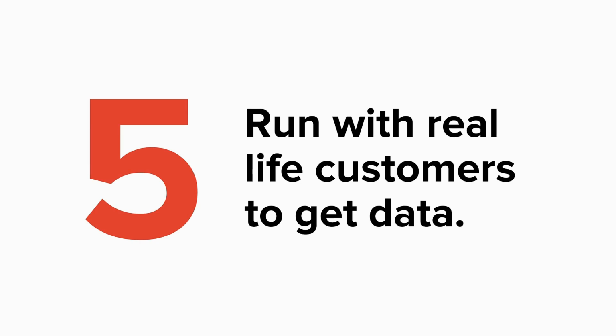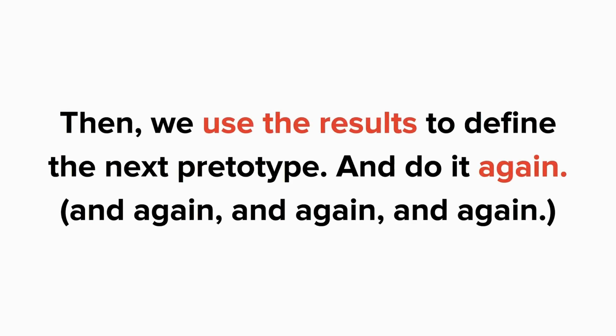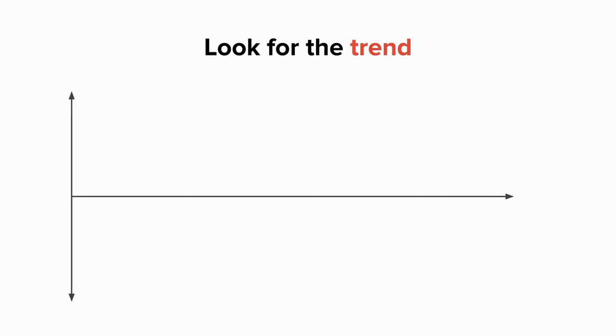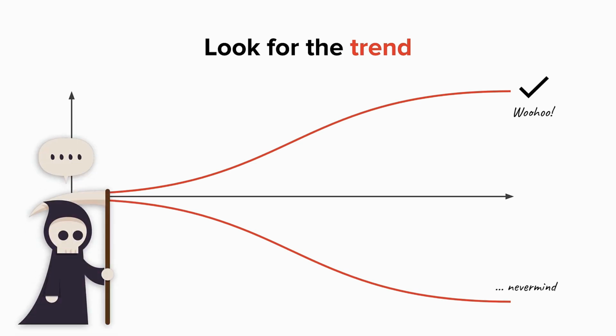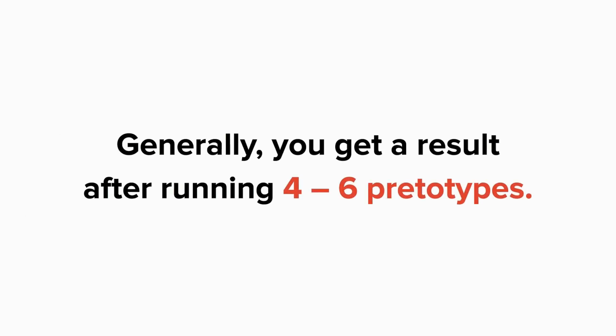Once we've done this first experiment, we get the results and then we use those results to design the next Pretotype. And we do this over and over and over until we see a trend. The trend might go up and show that the idea is working, which is ideal, or the trend might show that customers don't actually care very much about this idea and we can kill that idea. Generally, you get a result after running 4 to 6 of these Pretotypes. So let's break this down into more details.